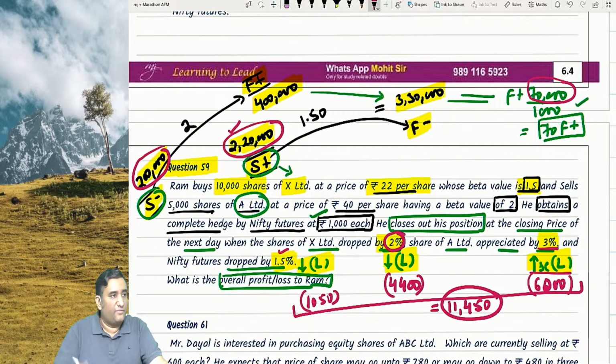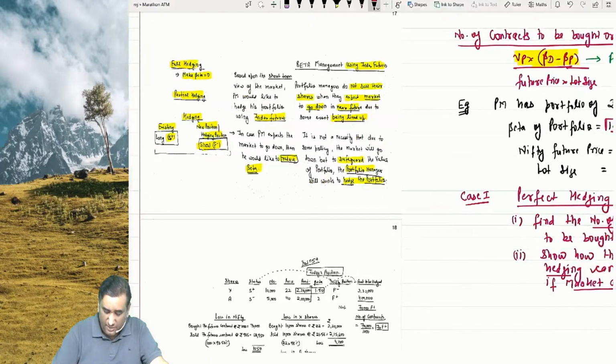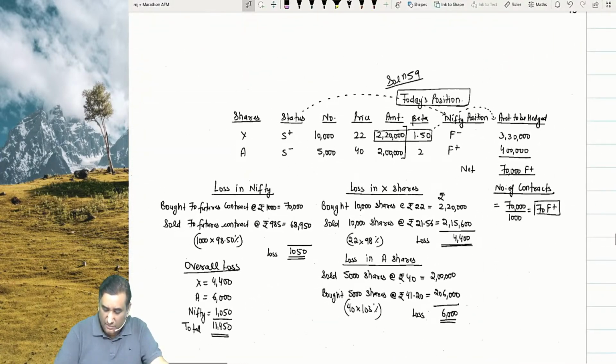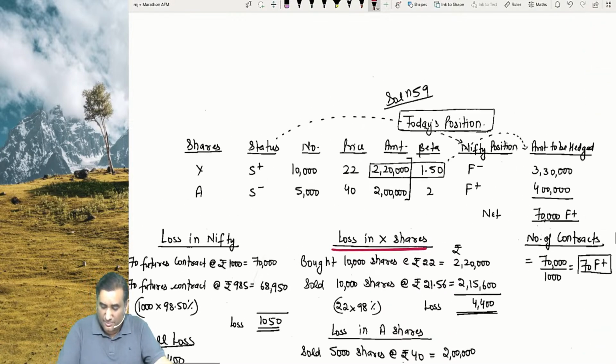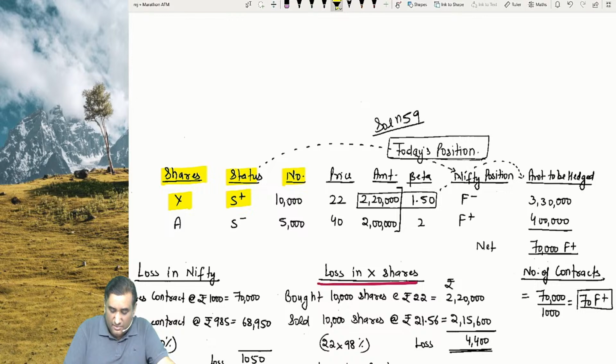Now let me try to see the format. Formats you can put accordingly. A line chart I make in the normal classes so that I get comfortable. Otherwise, simply you can follow the examination pattern as written. What I generally do in the classes, I show them in the line chart first how exactly we stand. Comparison becomes easy. It was shares of X, status was S plus, number was 10,000, price 22, amount 2,20,000.